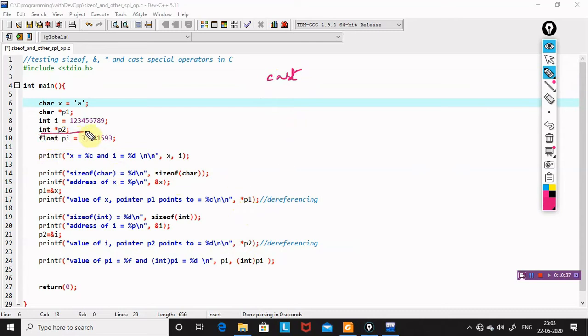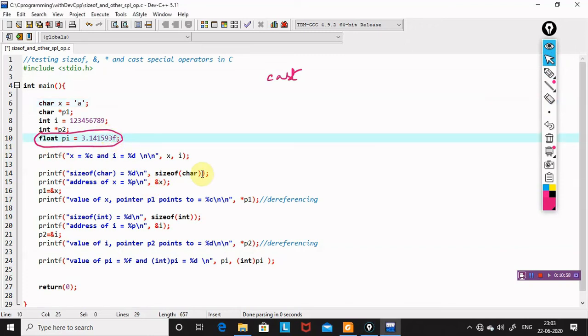Suppose we have declared a variable pi to be of float type and initialized it with the real number 3.141593. In fact, instead of writing 3.141593, we should write 3.141593f. That would signify it's a float constant. Now, where have we used the cast operator?